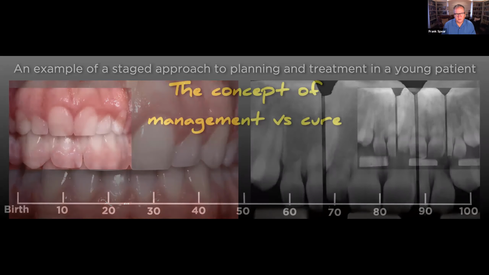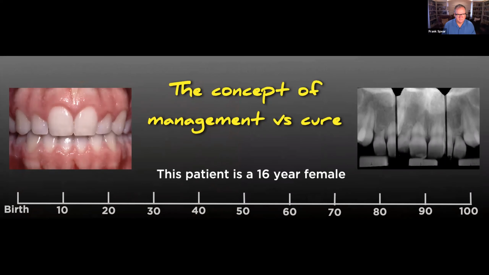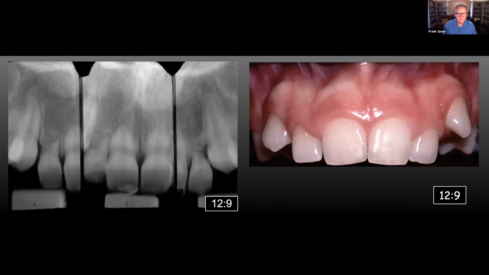She, in this photograph, is 16. Think about how long she has to live still. She might live till 80, she might live to 90, she might live to 100. I mean, that's a long time. If you put implants in those lateral incisors, will they be there when she's 80? I don't know. If they are, will they look good? Questionable. And so that's what I mean by management versus cure.